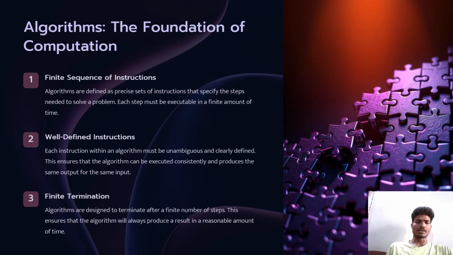Well-defined instructions. Each instruction within an algorithm must be unambiguous and clearly defined. This ensures that the algorithm can be executed consistently and produces the same output for the same input. So, finite termination. Algorithms are designed to terminate after a finite number of steps. This ensures the algorithm will always produce a result in a reasonable amount of time.